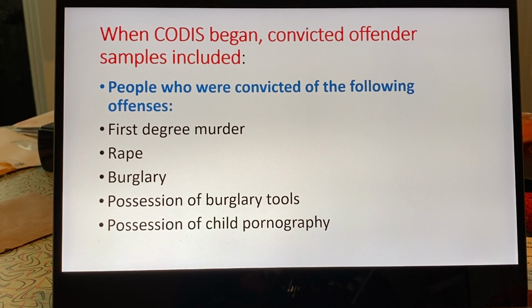However, notice that with a conviction for second-degree murder, that person who was involved in a rape homicide did not have to give a sample for CODIS. So you were missing a lot of offenders. I do think the burglary, possession of burglary tools, and of course people who possess child pornography, absolutely great to have them in the database, and that remains.